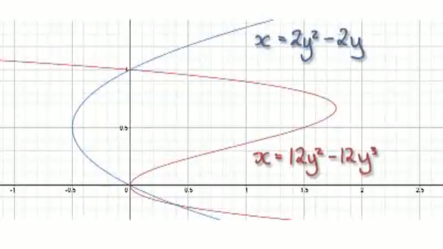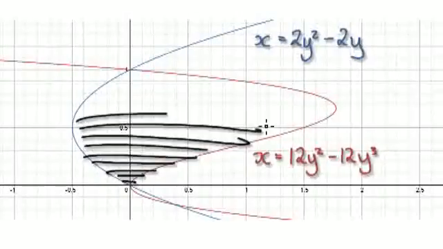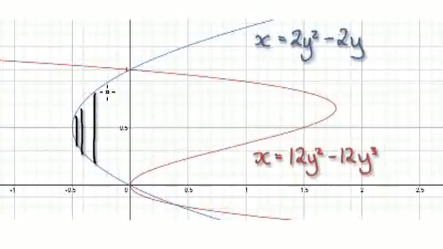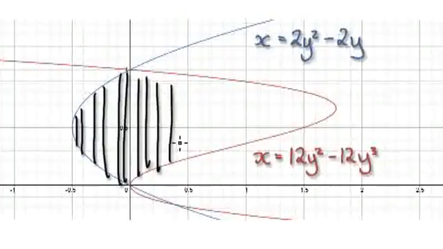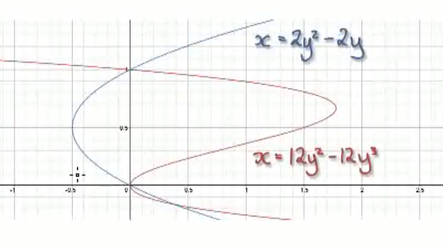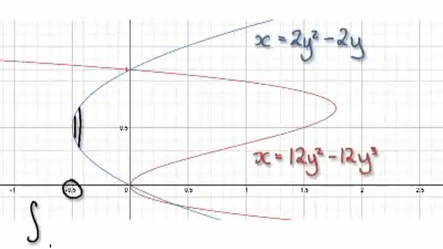So the question it boils down to now is, do you integrate this horizontally, or do you integrate it vertically? If you do it vertically, you would be integrating from minus 0.5 to 1, to 0 here.